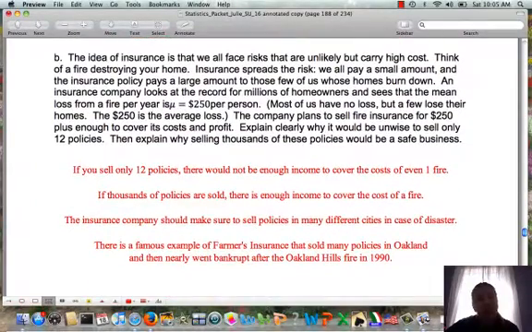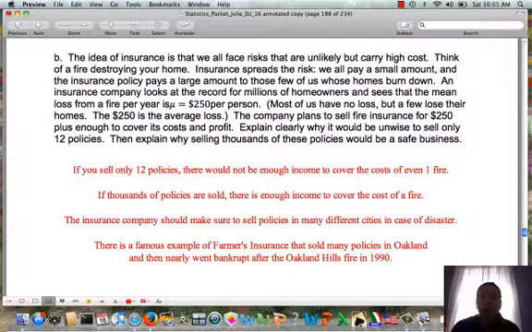Question B is about the idea of insurance. So the idea of insurance is that we all face risks that are unlikely but carry a high cost. Think of a fire destroying your home. Insurance spreads the risk. We all pay a small amount, and the insurance company policy pays a large amount to those few of us whose homes burn down.